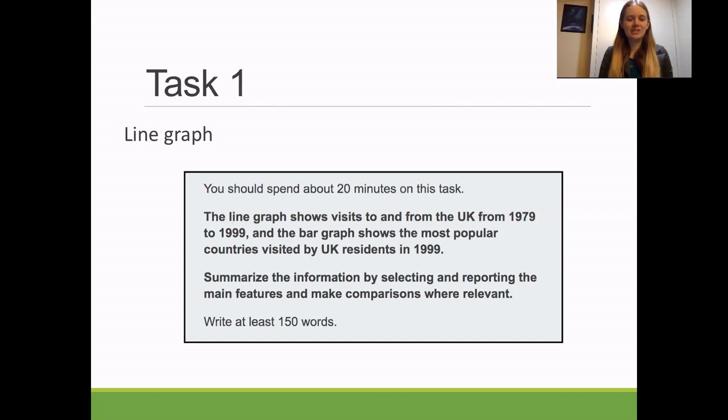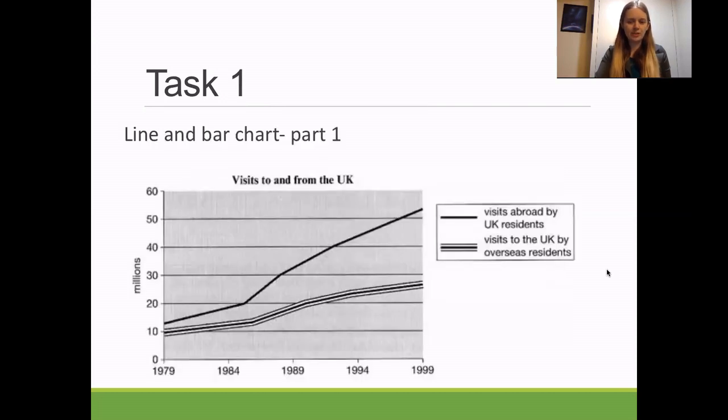Okay, so this task has a line graph and it also has a bar graph. So it tells you that you will be looking at the line graph showing visits to and from the UK, and the bar graph showing the most popular countries visited by UK residents in 1999. So you will be looking at the line chart, and you can read that it's millions listed along here and the years along the bottom, and then the legend that shows you what each line represents, each type of line.